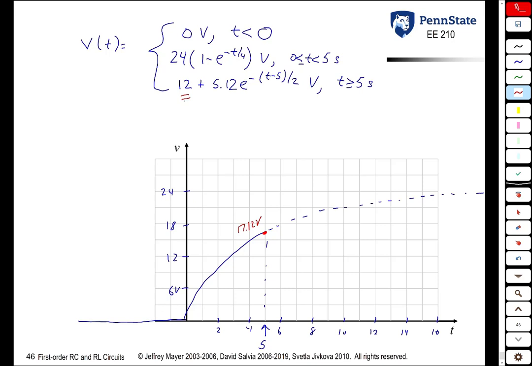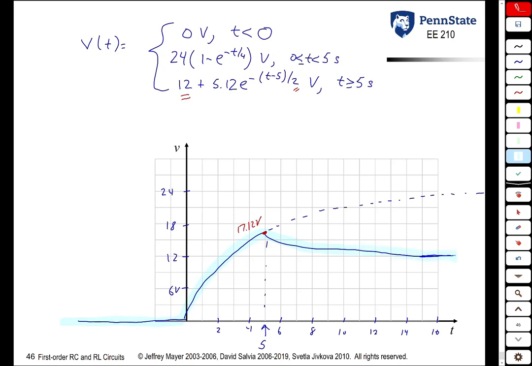And how long is it going to take? The time constant is 2 seconds, so it's going to take 10 seconds from here. So it's going to take until time of 15 to get to 12 volts. So it'll look something like that. So the final response: uncharged, starts charging at a slower rate, and then it starts charging to the new value, a lower value, at a faster rate.